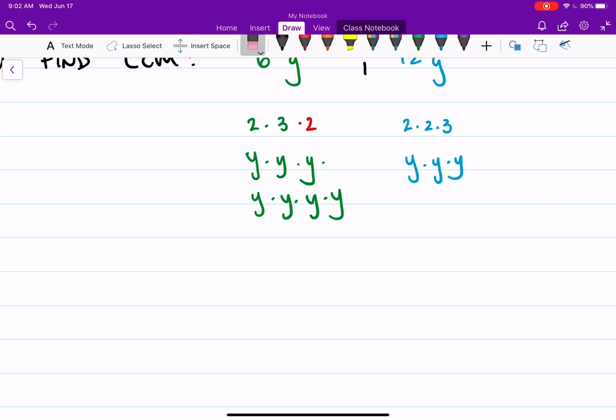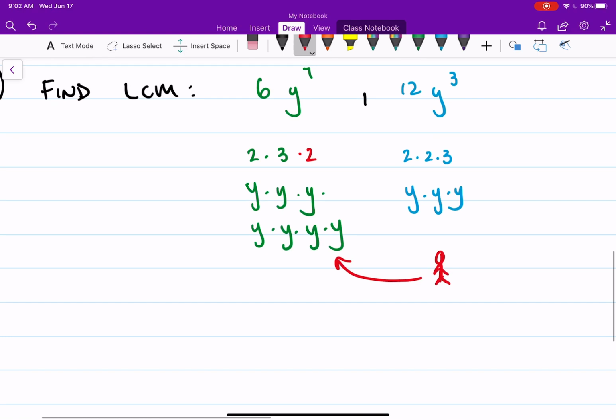Okay? So then I gotta stand over here and say, what do they have that I don't have? Well, they have a 2, a 3. I have two twos and a 3, so I'm good with the numbers. However, look at the y's. I only have 3 y's. They have 7 of them. So I want 4 more.